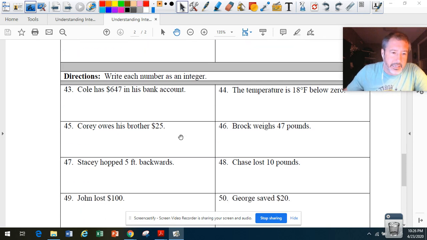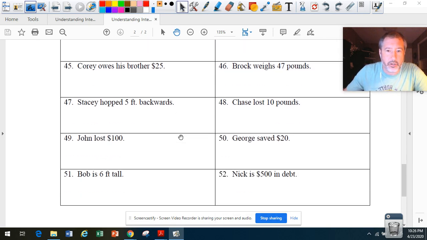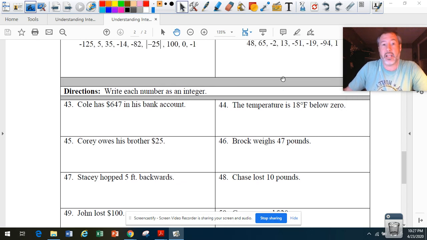Things like, let's see, you should be pretty good to go. Remember, you look for your keywords, debt. Is that positive or negative? If you lose things, if you save things, lost, going backwards, think about that. If you owe somebody. Brock, he weighs 47 pounds, so is that positive or negative? And you go from there.